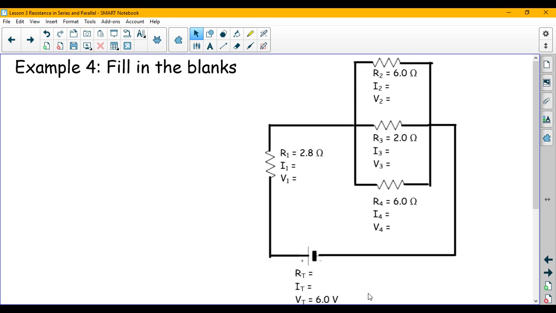So now we come to a more difficult question. This question is difficult because it forces me to use resistance from the start, because you'll notice the only thing I know is resistance. So I'm going to have to find my total resistance. Now, this isn't hard. I just have to remember what I'm doing.